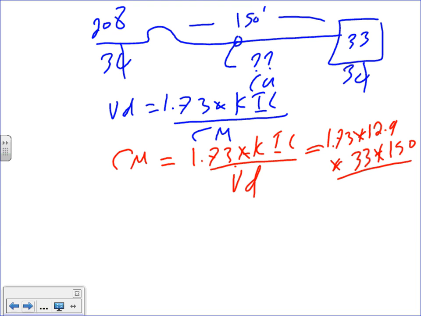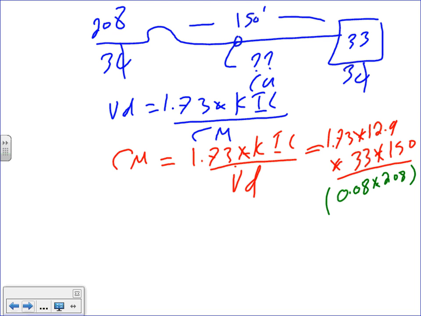The voltage drop value here is not a percentage, it's an actual volt. So how do you convert 3% of the system 208 into volts? You multiply 0.03 by 208. So that's where this came to be, 0.03 times 208.